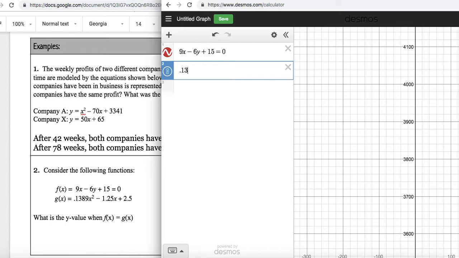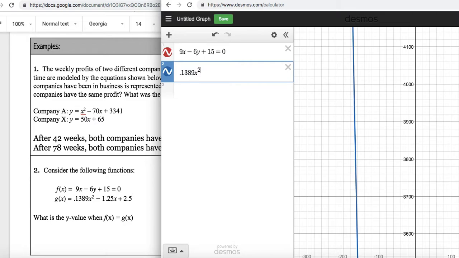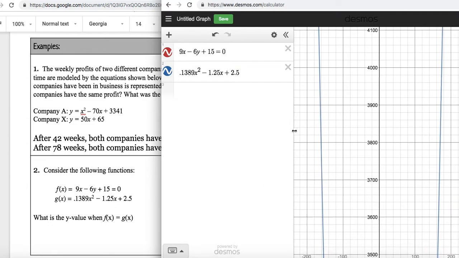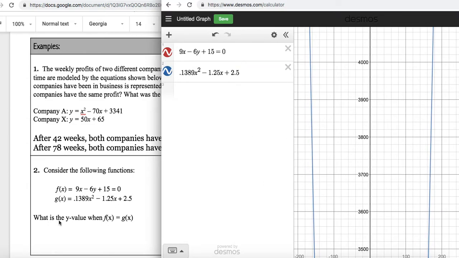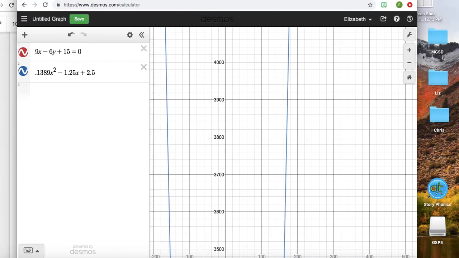And then 0.1389 x squared minus 1.25 x plus 2.5. So you're getting some more practice, obviously, with your Desmos typing it in. And it said, what is the y value when f of x equals g of x. So whenever that's a statement, that's just meaning where they have a point or points in common. And then they want the y value.